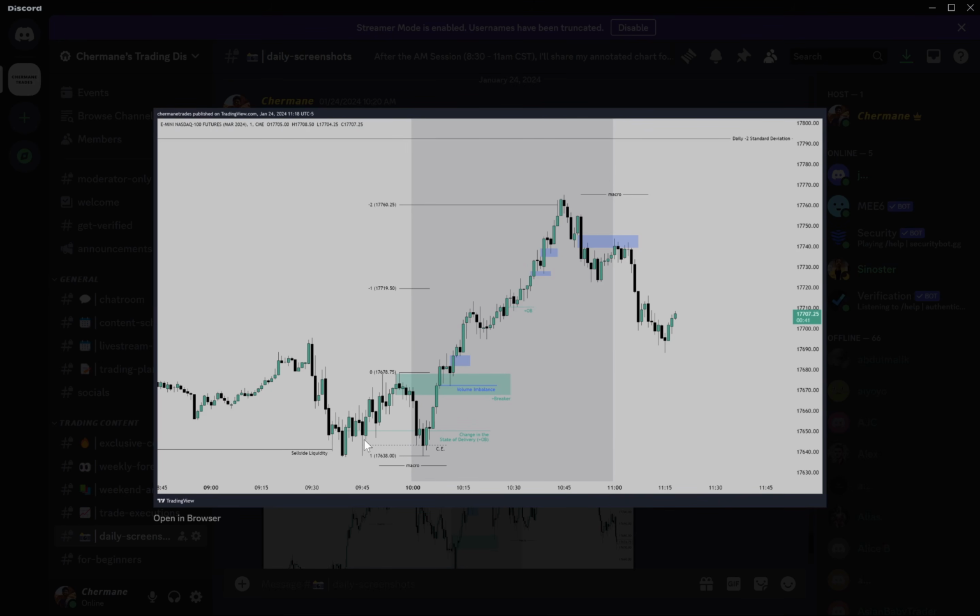Consequent encroachment of this wick, midpoint, draw that forward. Look at the bodies here. This up close candle here, that opening price is the exact same price as the midpoint of this candle. The exact same. Go into your charts and check that out. What happens next? We rally.